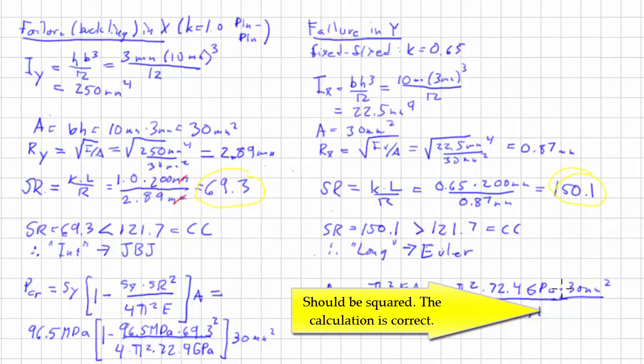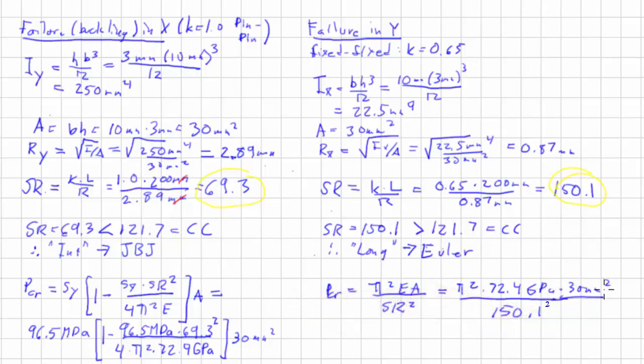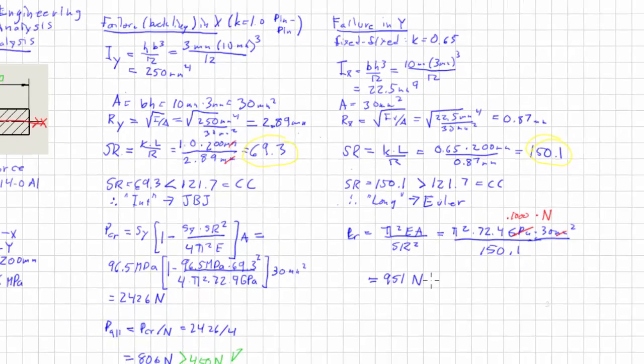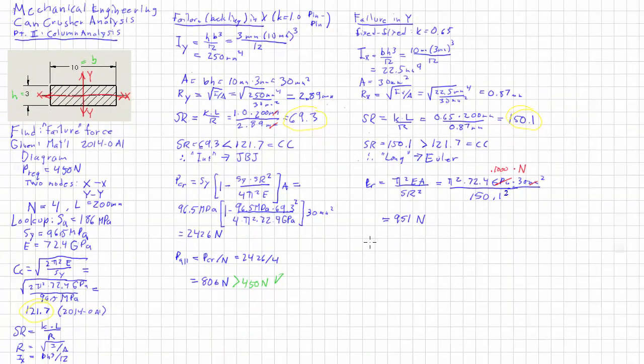So when all is said and done, we're taking gigapascals, multiplying by square millimeters, and we'll have 1,000 newtons, or a kilonewton. I prefer to put it all into megapascals. So gigapascals, millimeters. So I'm going to multiply this times 1,000 newton. So if I multiply all this out, I end up with a critical load of 951 newtons.